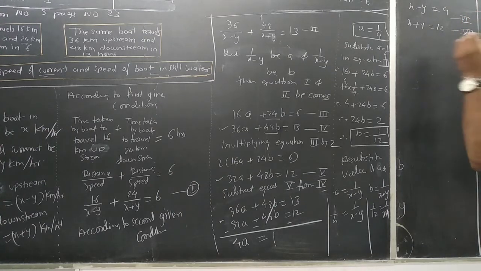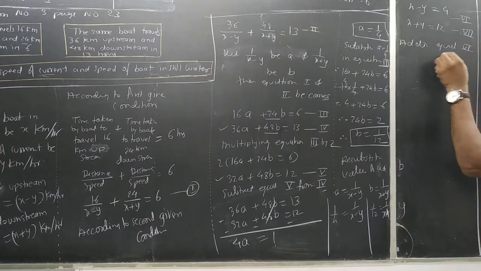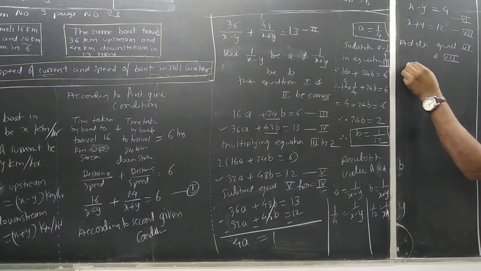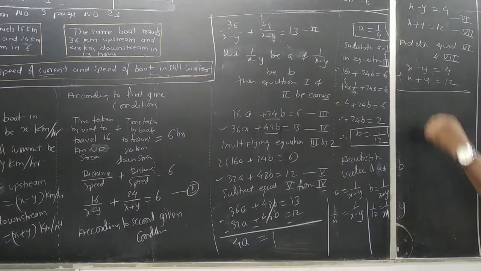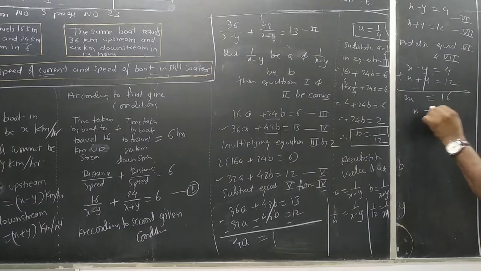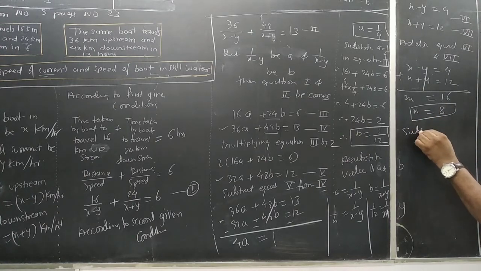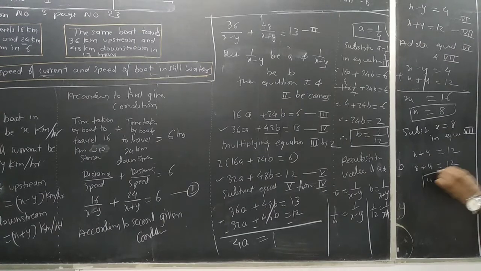Now we have to solve these equations. So what I get? Adding equation 6 and 7. X minus y is equal to 4, x plus y is equal to 12. When I'm adding it, I get 2x is equal to 16, x is equal to 8. And if I substitute x is equal to 8 in equation 7, that is x plus y is equal to 12, 8 plus y is equal to 12, y is equal to 4.